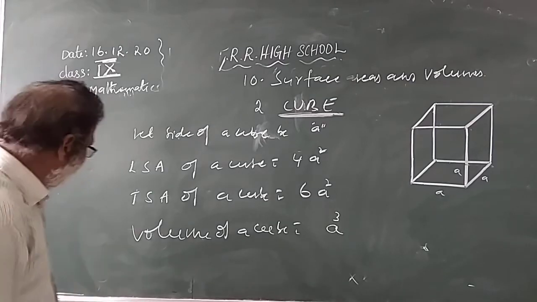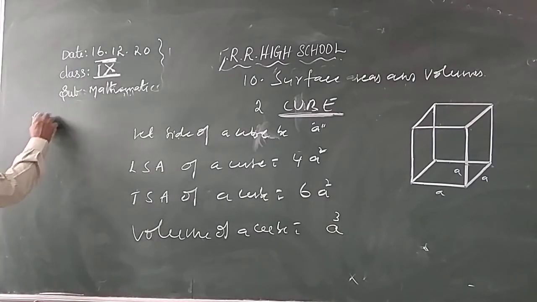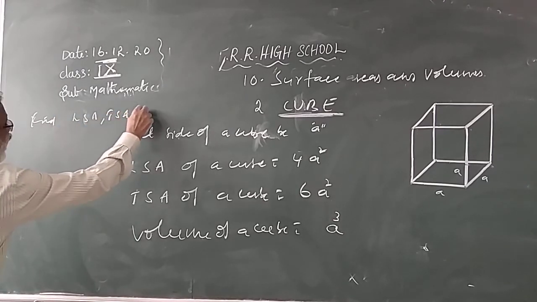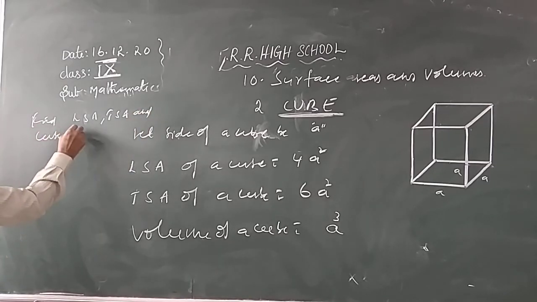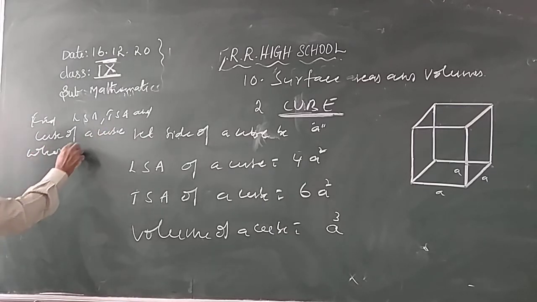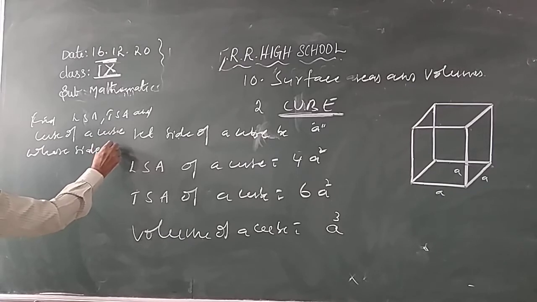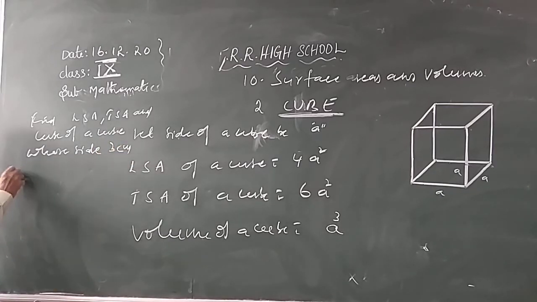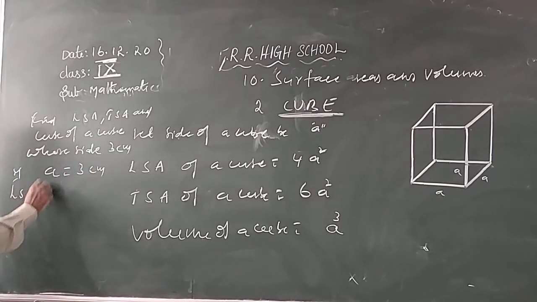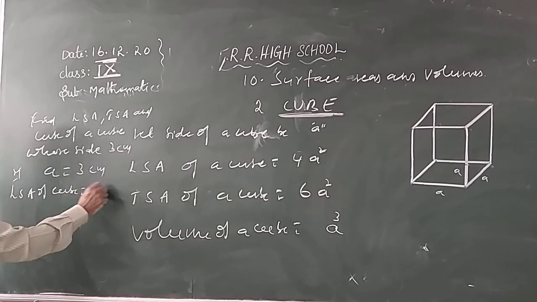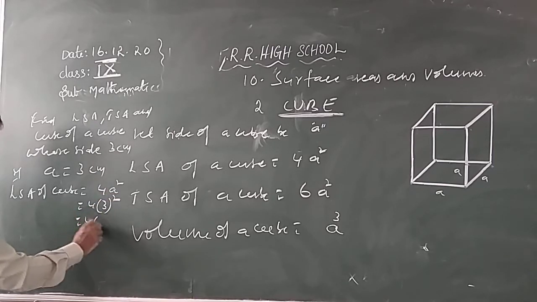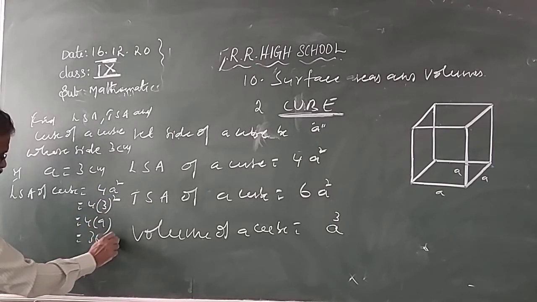So we can do problems on this. For example, find the LSA, TSA and volume of a cube whose side is 3 centimeters. Here, the side of the cube A is equal to 3 centimeters. Now LSA of a cube, formula is 4A square. 4 into 3 square. 4 times 9 is 36 square centimeters.